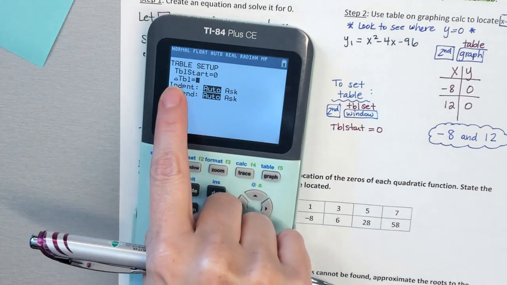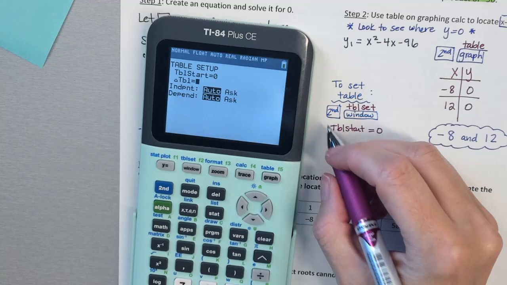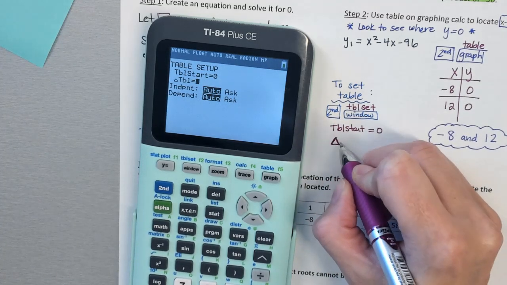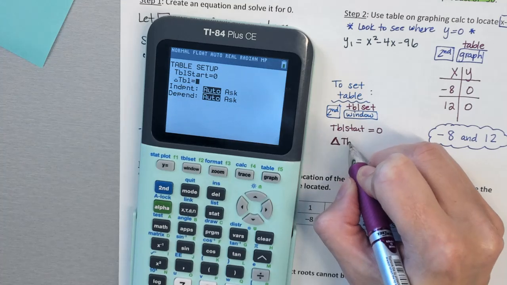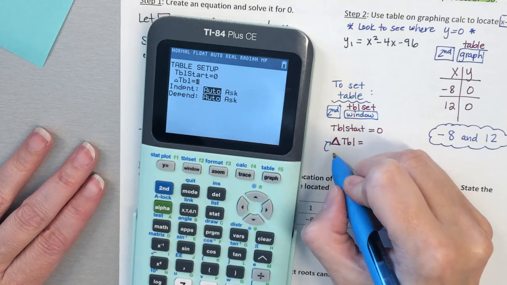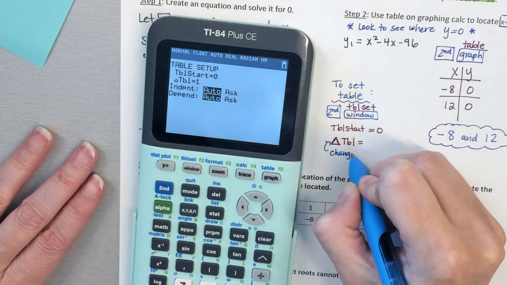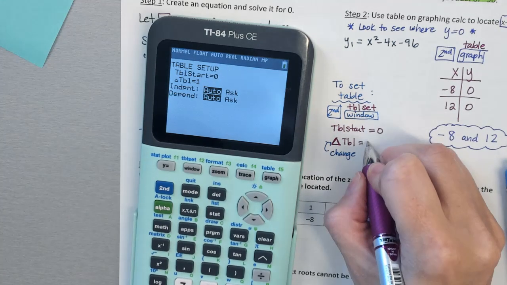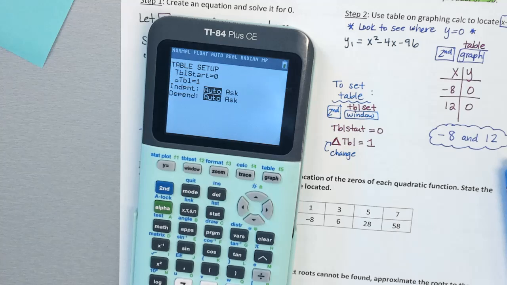And then there's this little triangle there that you may have heard of as delta, but do you guys know what it means? The change. So the triangle here means the change in your table. In other words, what do you want your units to go by? And again, a lot of times we use something standard, and that is 1. Often we go by ones.